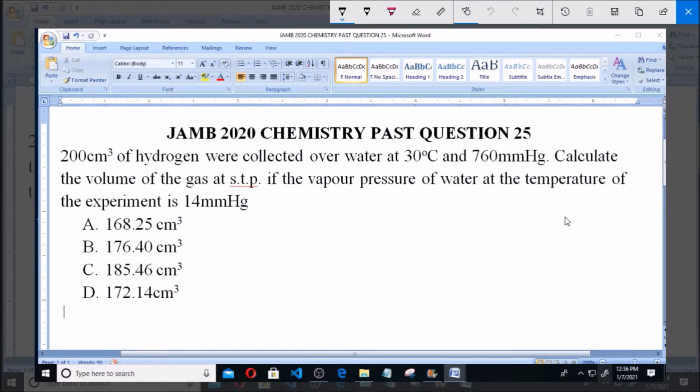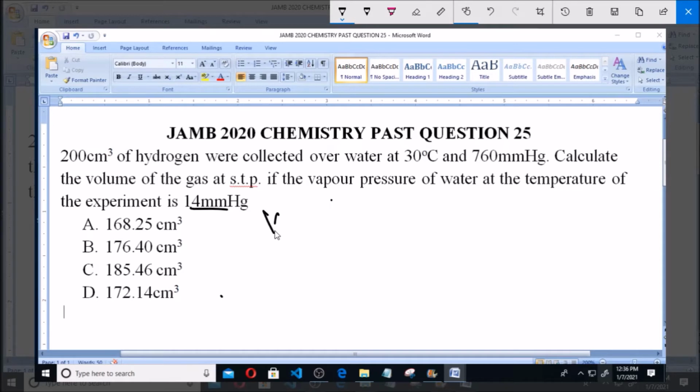200 centimeter cube of hydrogen were collected over water at 30 degrees Celsius and 760 millimeter mercury. Calculate the volume of the gas at STP if the vapor pressure of water at the temperature of the experiment is 14 millimeter mercury. Option A says 168.25 centimeter cube, B 176.40 centimeter cube, C 185.46 centimeter cube, and D 172.14 centimeter cube.